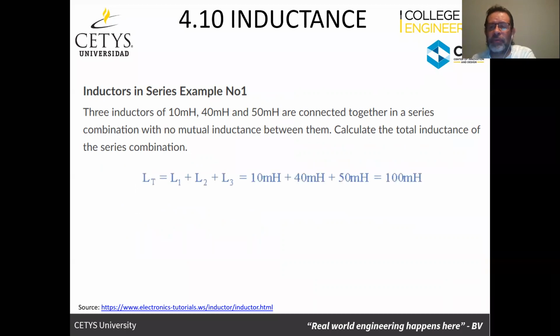It's going to be the sum of the 3 inductors. I've got 3 inductances connected in series. The total inductance is going to be the sum of the 3 inductances. So 10 plus 40 plus 50 is 100 millihenries. Same behavior as a resistor.